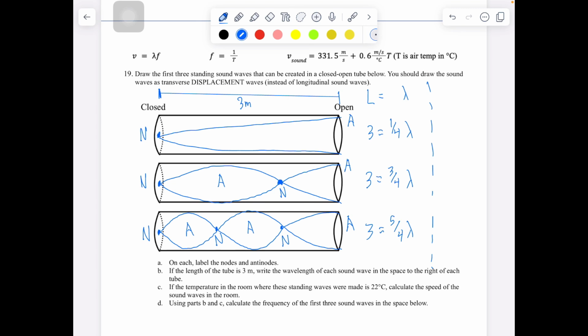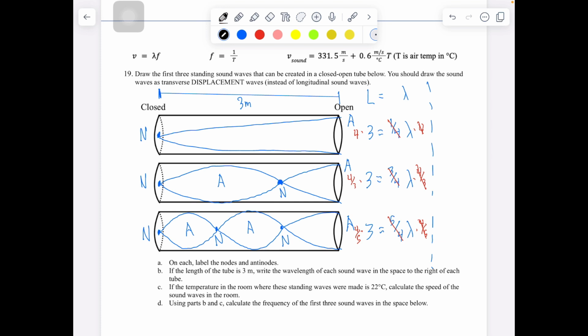You can then just solve this for the wavelength. Get rid of this fraction by, for instance, multiplying by 4 on each side, multiplying by 4/3 on each side, multiplying by 4/5 on each side, to undo, to cancel what we have next to our wavelength.